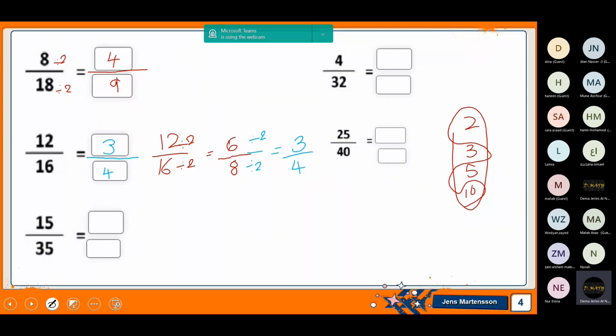But what about 15 and 35? Can I divide them by 3? 15 I can, but what about 35? What's the number that you can multiply by 3 to get 35? 15 divided by 3 is 5. 35 divided by 3?